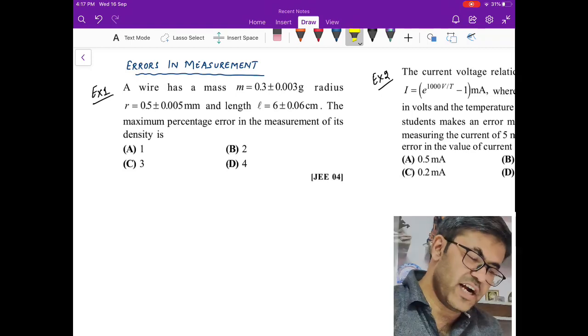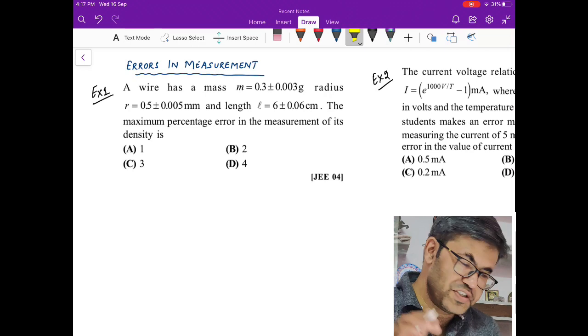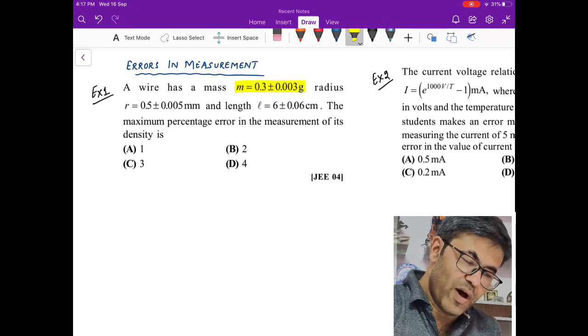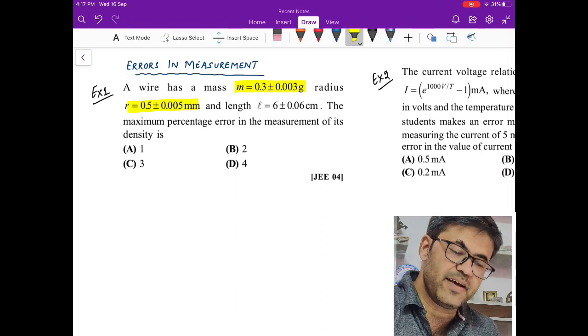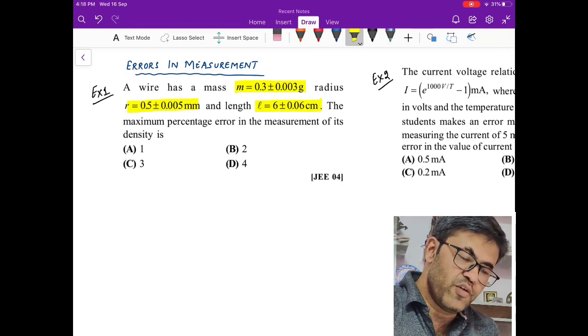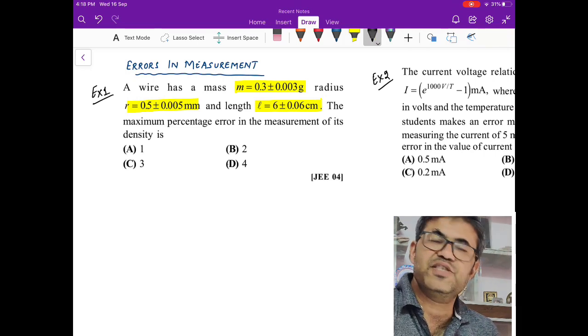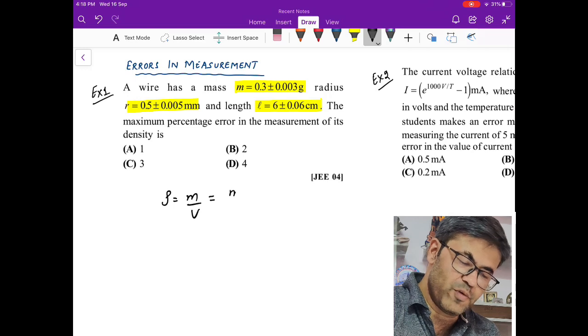So let's start with the first example from JEE 2004. I appeared in JEE 04, so this is for screening, I suppose. A wire has a mass given by 0.3 plus minus 0.003 grams, and similarly radius and length in this data. You have to find the maximum percentage error in the measurement of the density. So you all know what density is. Density is mass upon volume, and for a wire we take it to be a cylindrical one. We write it as m upon pi r square L.